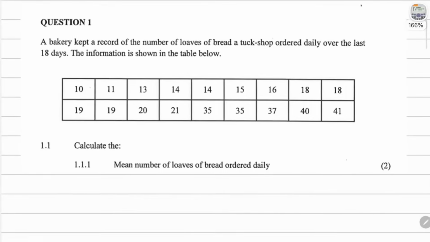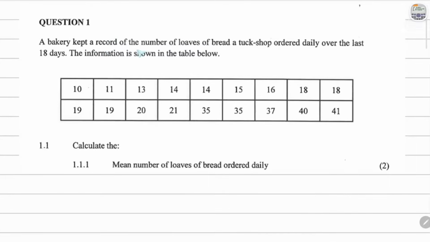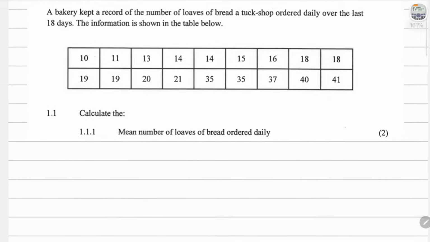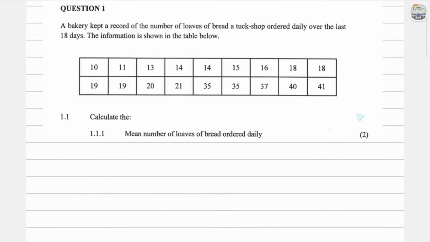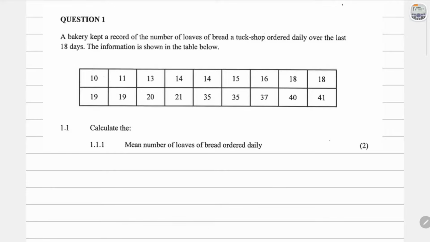Question 1 says, a bakery kept a record of the number of loaves of bread a tuck shop ordered daily over the last 18 days. The information is shown in the table below. And they want us to calculate the mean number of loaves of bread ordered daily. Okay, so we can actually just use our calculator for this.